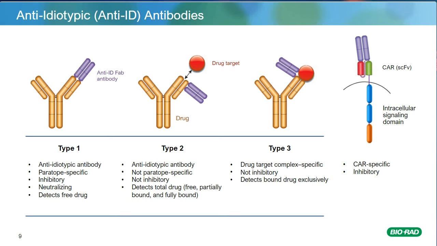This strategy is in fact one that we would use for all of our complex-specific antibody projects, not just anti-ID development. And this type of specificity is something that's much harder to achieve in an animal-based antibody generation system.